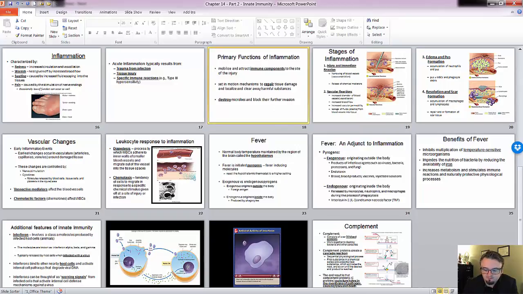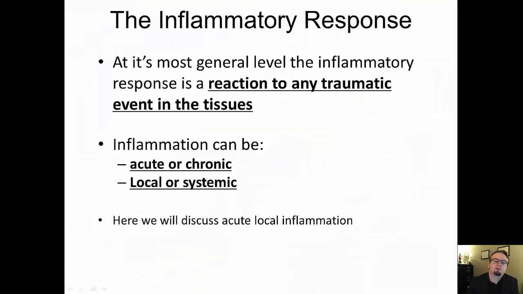Now inflammation is a very broad topic, and it gets into a lot of different things. It's described in our textbook anyway as at least a response to a reaction to any traumatic event in the tissues. And so inflammation is something that we often just think of as swelling, redness, maybe pain, and that usually can happen due to a variety of reasons. So I should say it can typically happen due to a variety of reasons.